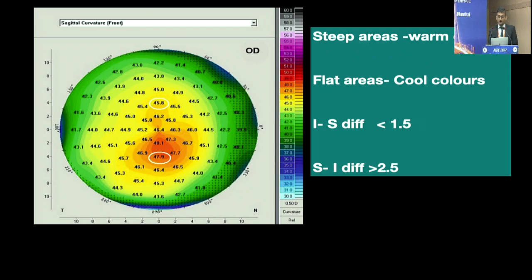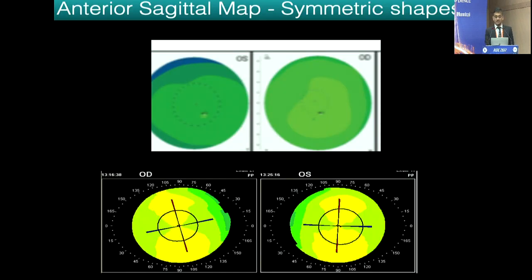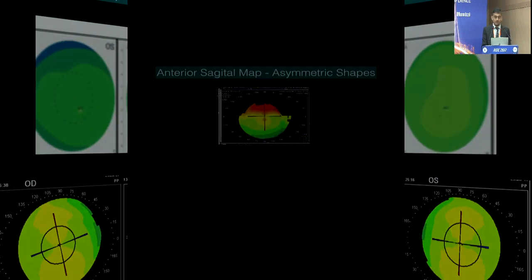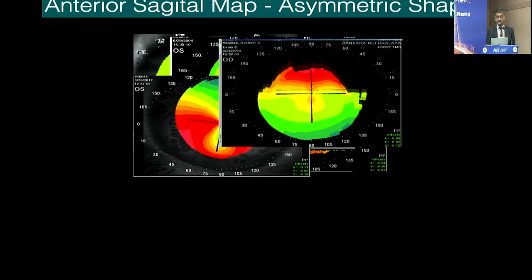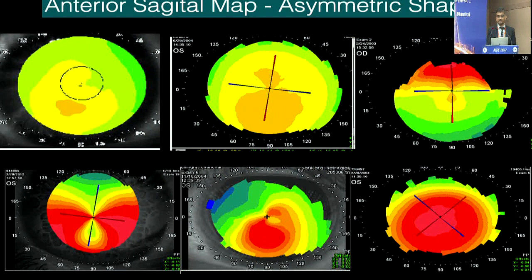This is another important point wherein you get a color representation of the sagittal curvature. IS difference of it should be less than 1.5, and SI difference should be less than 2.5. It also gives you shape. These are symmetrical shapes, or you can have asymmetrical shapes which can show pointers towards the different types of ectasias. Like here you see a pellucid marginal degeneration, here you see a keratoconus.